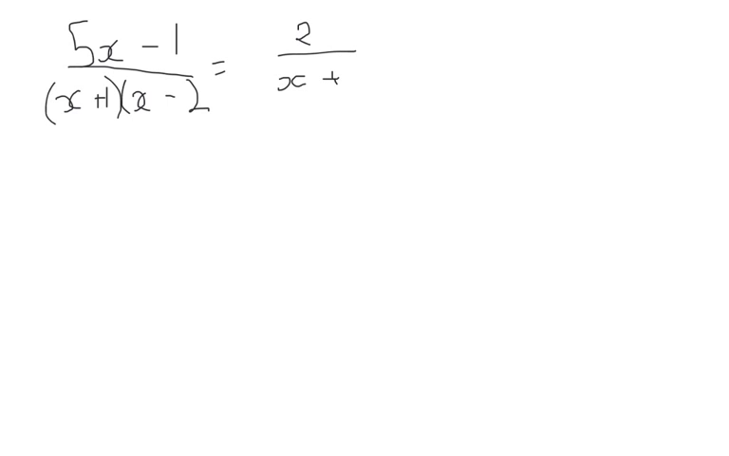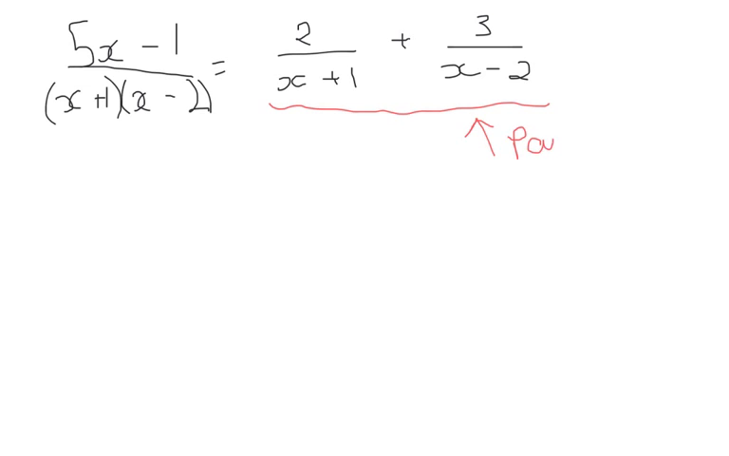The fraction 5x subtract 1 all upon x plus 1, x subtract 2 originally started off being 2 over x plus 1 plus 3 over x subtract 2. So the form on the left was a fraction, and the form on the right hand side is two fractions, so this is known as partial fractions.